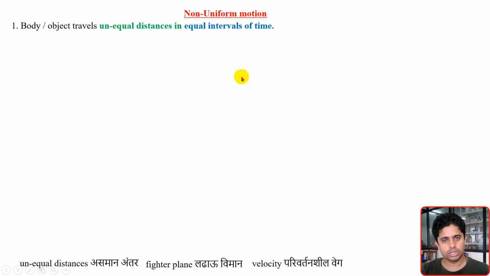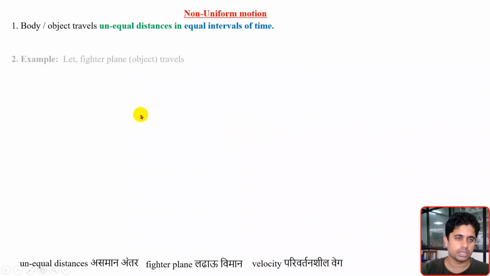In case of a uniform motion, the object has traveled the same amount of distance in equal intervals of time. But in non-uniform motion, the object will cover unequal distances in equal intervals of time. That is the difference. Uniform motion, equal distance, but in non-uniform motion, it will cover unequal distance.